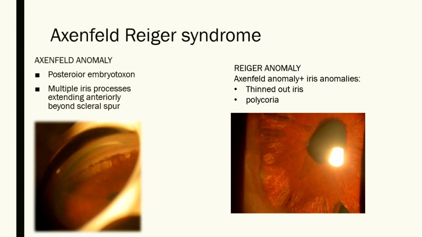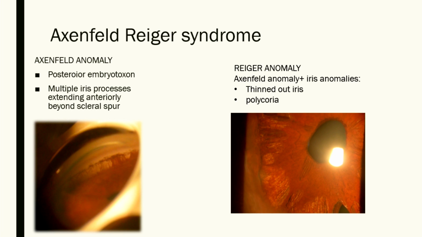So Axenfeld-Rieger syndrome. Axenfeld anomaly is posterior embryotoxon, which is an anteriorly shifted Schwalbe's line along with multiple iris processes that also are attached to the anteriorly shifted Schwalbe's line.